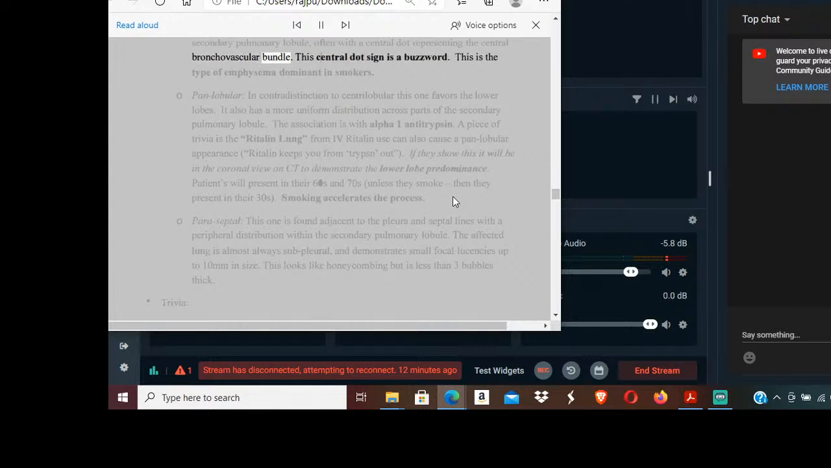bronchovascular bundle. This central dot sign is a buzzword. This is the type of emphysema dominant in smokers.